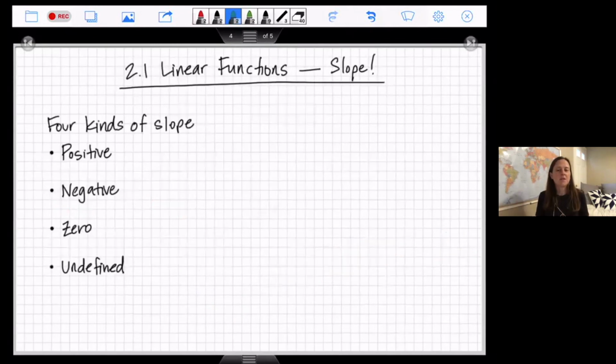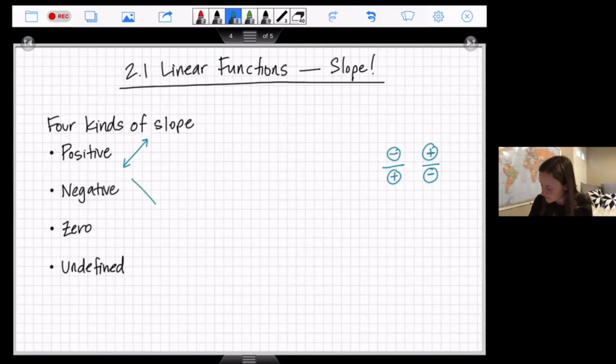Okay, so positive is one of 4 things that can happen when you calculate slope. If your slope is positive, you're going to have a line that is rising from left to right. If your slope ends up being negative, that means that your rise over run was either negative over positive, or positive over negative, that the 2 signs didn't match. So you are either going down and to the right, or you're going up and to the left to stay on your line. Either way, your line is falling from left to right. Negative slopes give you lines that fall left to right.